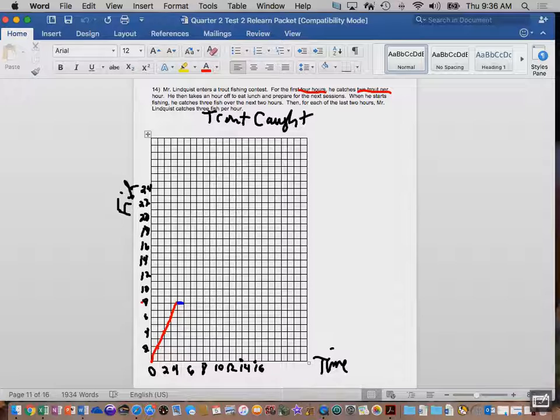And in the hour that I take off, I clearly don't catch anything. When he starts fishing, he catches 3 fish over the next 2 hours. So I'm going to have to go up 3 fish, 1, 2, 3, over 2 hours. So there's my point. Then, for each of the last 2 hours, he catches 3 fish per hour. So there's 2 fish and 2 fish again. There's my graph done.